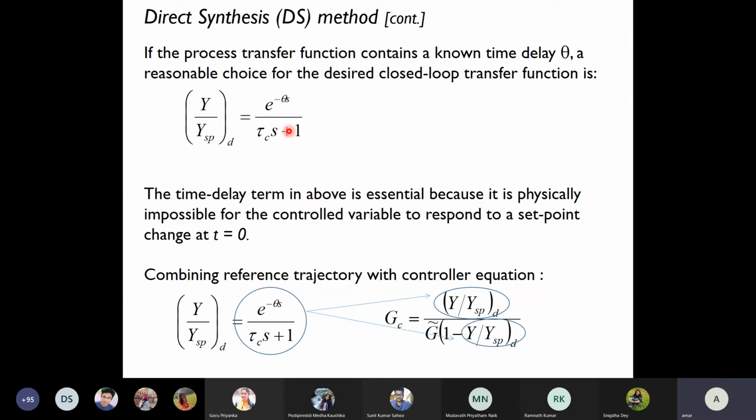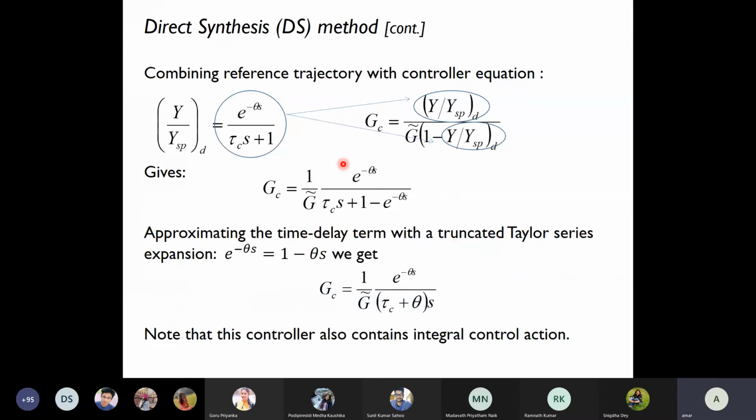So I reformulate y by ysp desired as e to the power minus theta s by tau C s plus 1. The time delay term above is essential because it is physically impossible for the controlled variable to respond to a set point change at t equal to 0. There has to be a time delay. So I combine this reference trajectory with the controller equation, and I will get Gc as 1 by g tilde, e to the power minus theta s by tau C s plus 1 minus e to the power minus theta s.